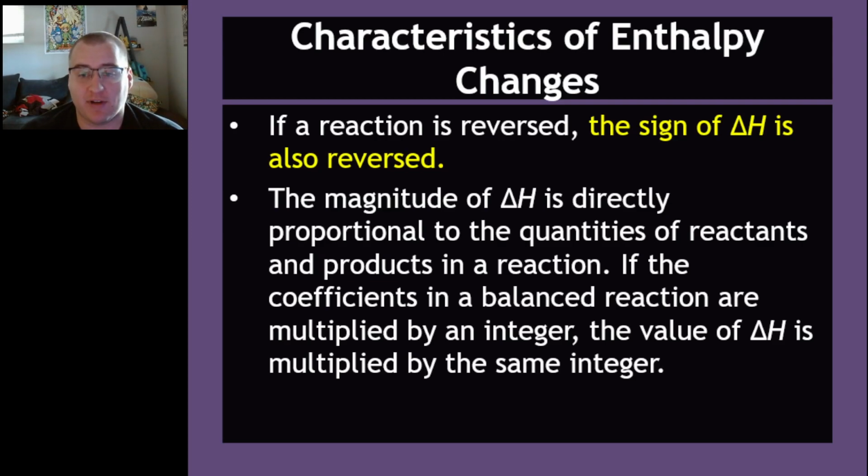What that's going to mean for us is, if the coefficients in a balanced reaction are multiplied by some integer, the value of H is also multiplied by that number. So if you have to double everything, you double H. If you have to flip the reaction, negative H.